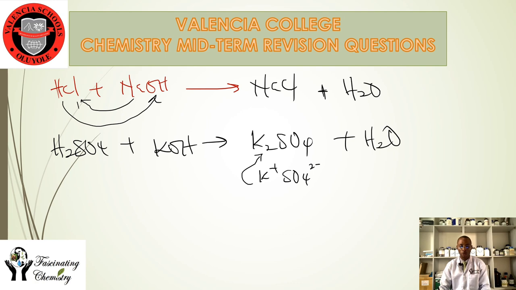This will require you to balance, since I have 2 potassium now, just 1 on this other side. So if I put the 2, then hydrogen now is 4 together on this side, these 2 and these 2. So I'll have to put a 2 here to make the equation balanced. It's as simple as that.